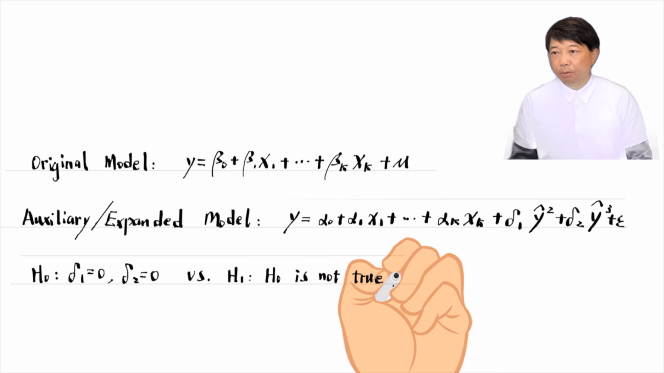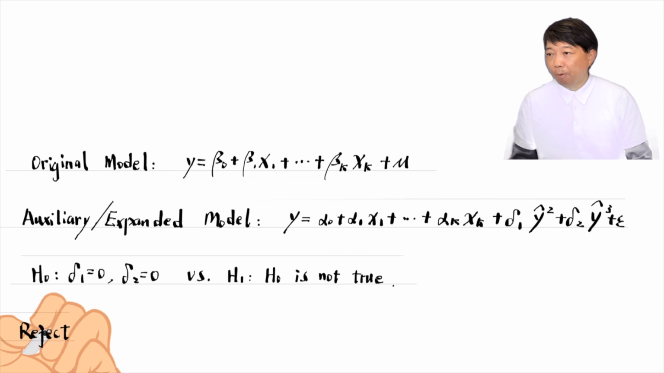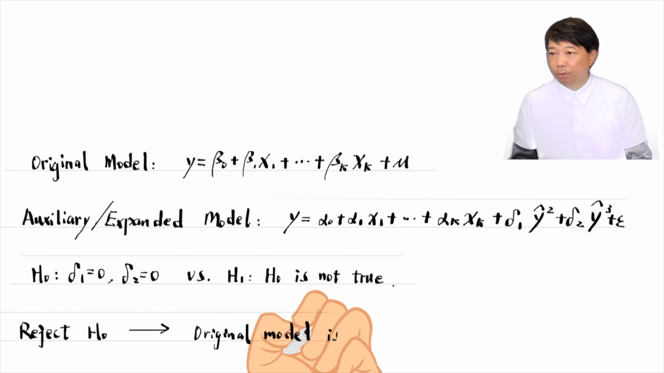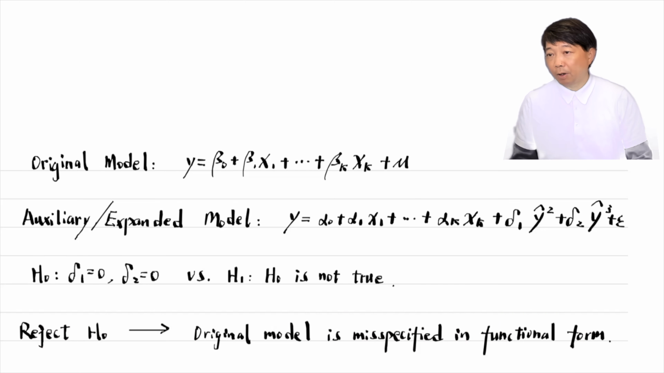The null hypothesis of the RESET is that there is no functional form misspecification. That is, delta 1 and delta 2 in the auxiliary model are both 0. If we reject the null hypothesis, there is evidence that the original model is misspecified in its functional form. It may miss some important nonlinearities. If we fail to reject the null hypothesis, we should not worry about functional form misspecification.